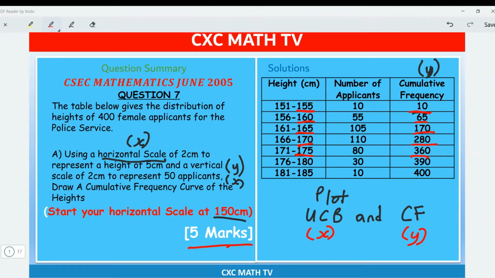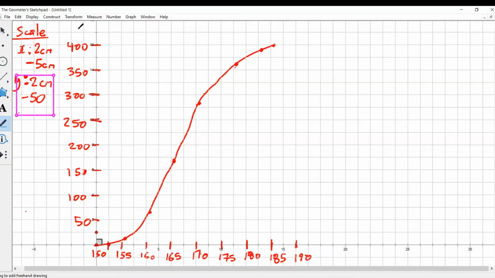And also label your axis. That's the last thing we needed to do. Label to say that this was applicants, APP for applicants. And for height down here, I put HEIGHT. So you label that and you're fine.